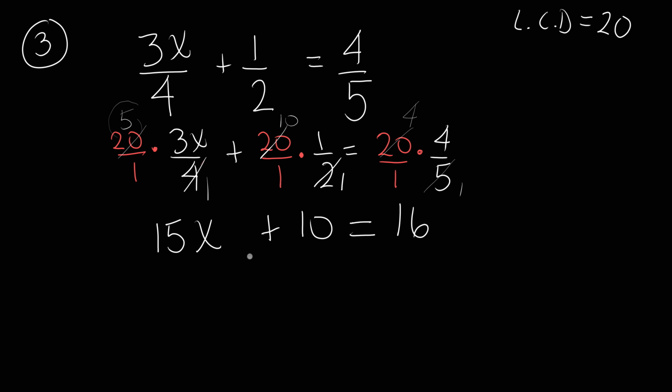Now we have to leave the variable by itself, so I'm going to have to subtract 10. I've got to get rid of this. Minus 10 here. So that will give us 15x by itself. 15x equals 16 minus 10. That's going to give us 6.